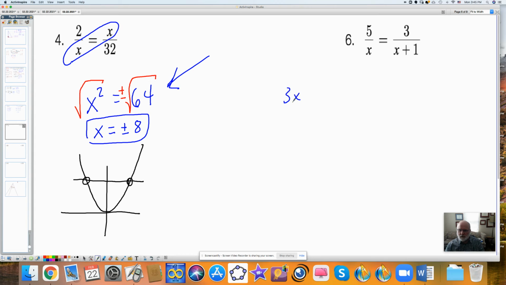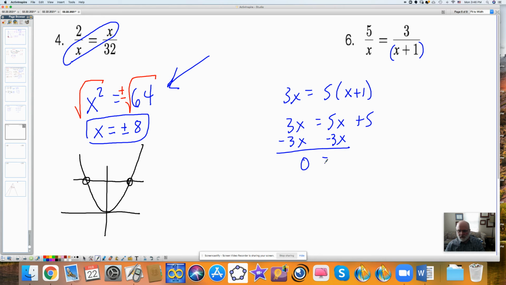Here we have 3x is equal to 5 times parentheses, x plus 1. Notice I use the parentheses here. So we have 5x plus 5 is equal to 3x. I'll subtract 3x from both sides in order to isolate, get the x's all on one side, and I get 0 is equal to 2x plus 5. How long does it take to write it out? Not very long. You can do this yourself.